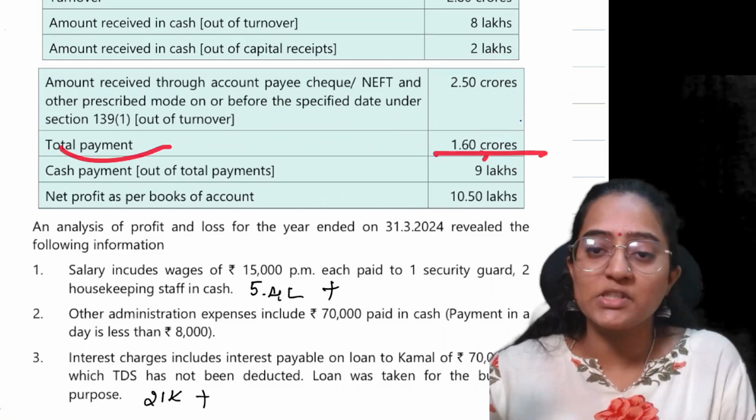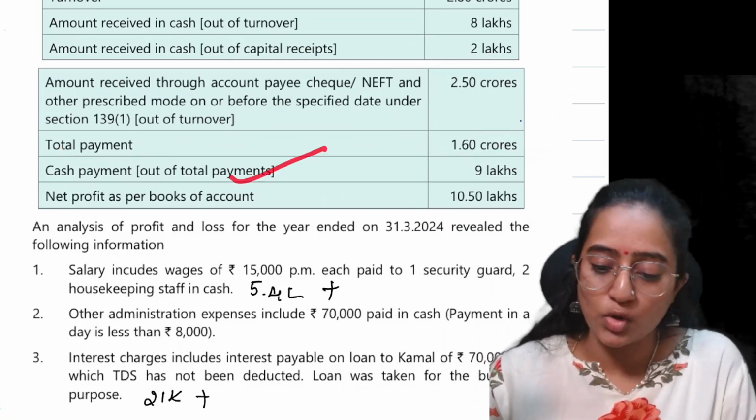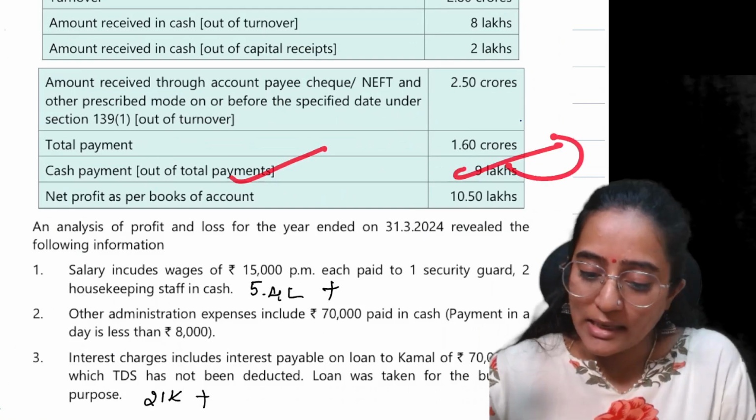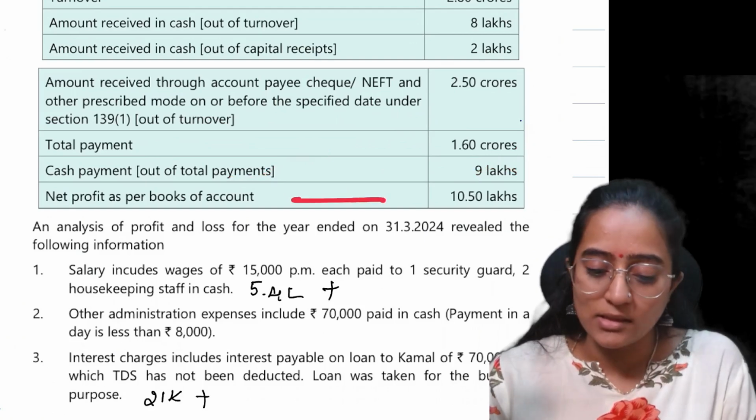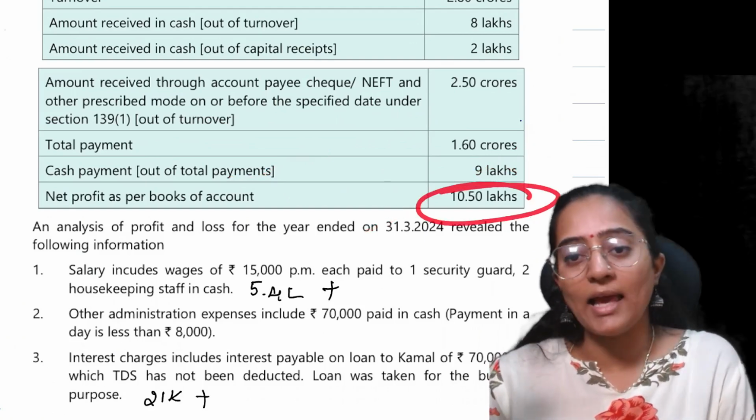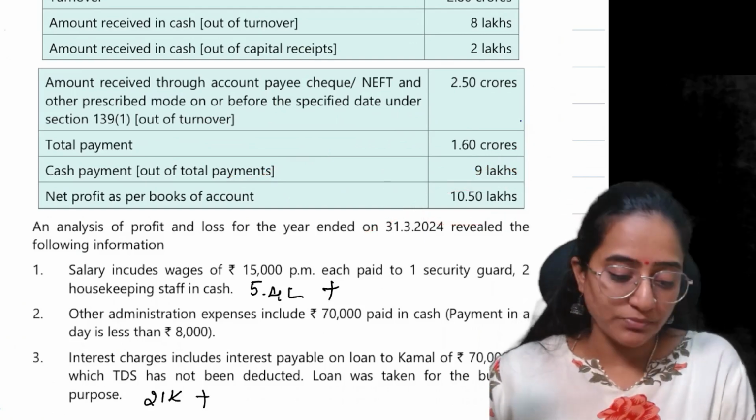The total payment which they have made is 1.6 crores. Cash payment out of the total payment is 9 lakh, that is, 9 lakh out of this 1.6 crores. The net profit as per the P&L, that is, as per the books of accounts, is 10 lakh 50,000 rupees.